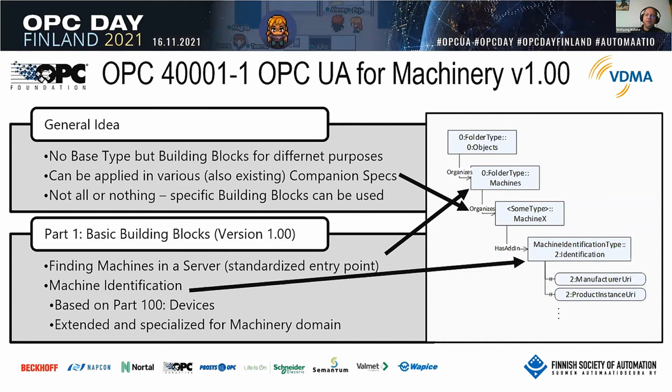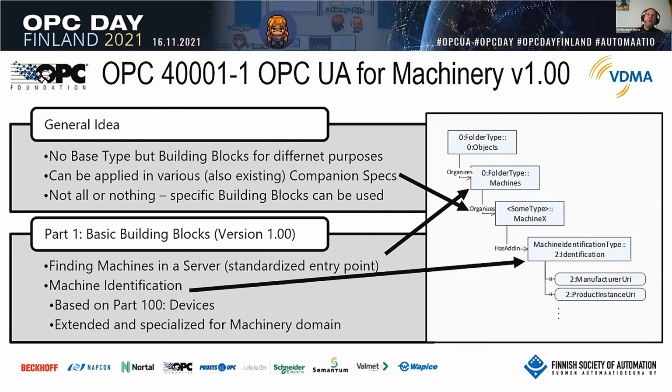And then the idea is, of course, you can use the specification by itself in your machine, but typically it will be applied by various more domain-specific companion specifications, also in existing companion specifications. The first version we had, and still have, has very small use cases. In a nutshell, very basic: if I'm connecting to a server, I want to see all the machines of the server. I want the access path to go to all the machines.